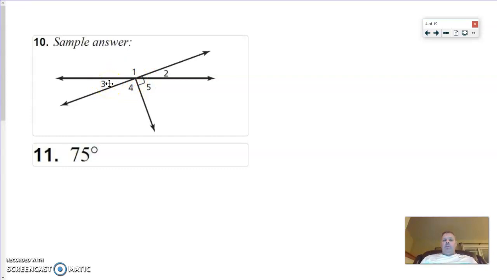The final 2 problems, a sample answer is something like this. Again, in this, we had to follow the directions with 2 and 3 needed to be vertical, 1 and 2 needed to be supplementary, 2 and 5 needed to be complementary, which they added up to 90, and then 4 and 5 had to be adjacent. So you should have something like this. There could be other examples of that as well. And number 11, the answer is 75 degrees.